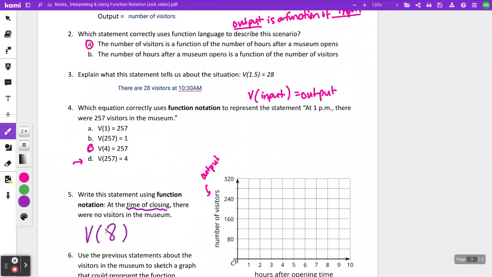That's saying 8 hours after opening, there are no visitors. My output is the number of visitors. So I've got to convert that to a number. No visitors means 0 visitors. So I want that output to be the number 0.